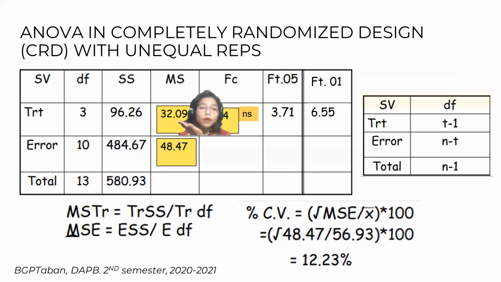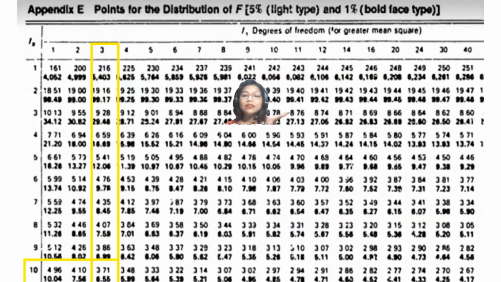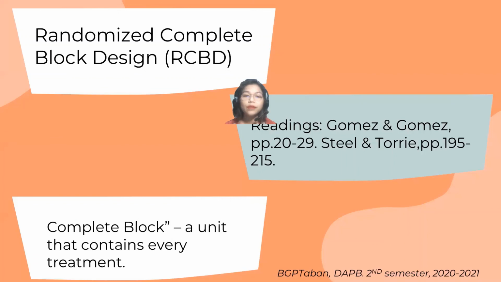To compute po for our MSTR, 96.26, which is the TRSS, divided by 3 is 32.09. 484.67 divided by 10 is 48.47. To compute for our F, so computed F, 32.09 divided by 48.47, it's 0.64. To get this one, the same concept or the same principle kung paano tinuro ko kanina, tignan natin kung saan yung ating treatment df at saka our error df.